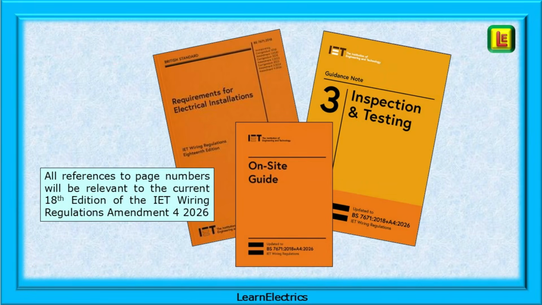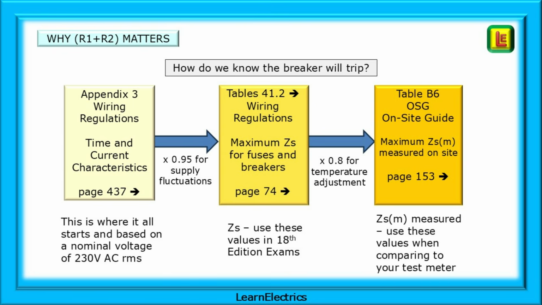All references to page numbers will be relevant to the current 18th edition of the IET Wiring Regulations Amendment 2 2026. To begin, why does R1 plus R2 matter? The simple answer is that, when testing, we want to know that the circuit breaker or fuse will actually trip. We also need to know a couple of other things, but for now, let's say that it all starts in Appendix 3 of the Wiring Regulations book, the Big Orange book.